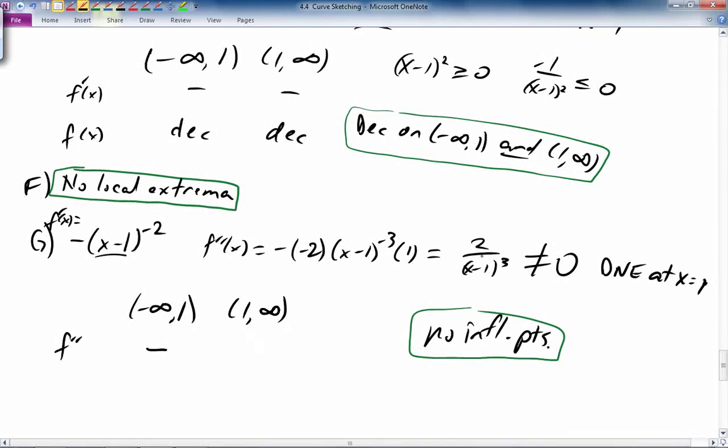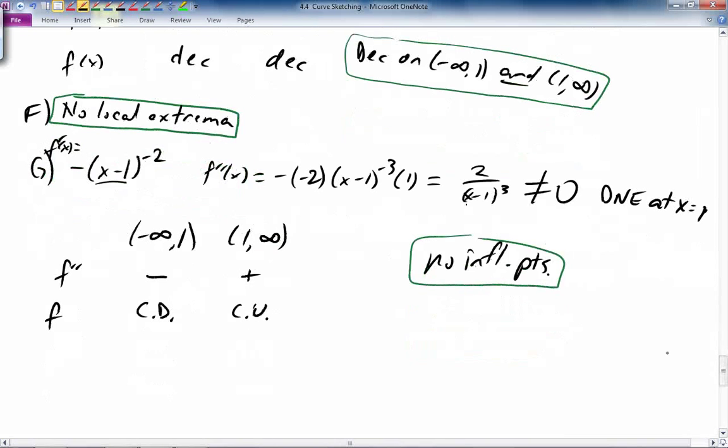What if I plug in 2? Then I have 2 over 2 minus 1 quantity cubed. Plug in 2 for x. So I have 2 over 1 cubed, which is just 2, positive 2. So I see that the graph of the function is concave down from negative infinity to 1 and concave up from 1 to infinity. Okay? So I'm going to go ahead and write that out, because that is the way I get full credit on my homework or on a test.